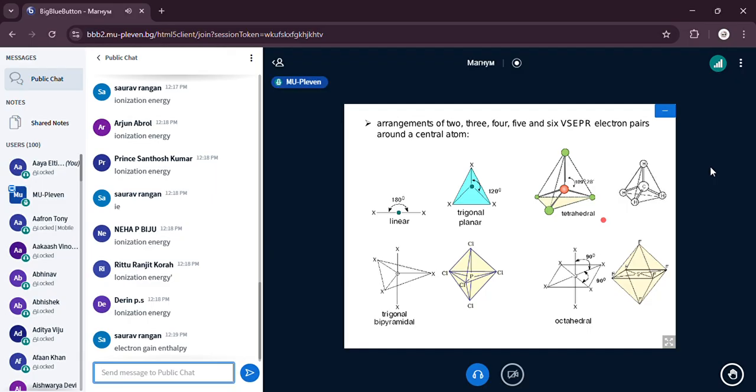Sometimes around the central atom there are not 4, not 3, but 5 electron pairs. And in such a case, the shape is trigonal bipyramidal, like in the molecule of phosphorus pentachloride. Or in case there are 6 electron pairs around the central atom, like in sulfur hexafluoride, the shape is octahedral.